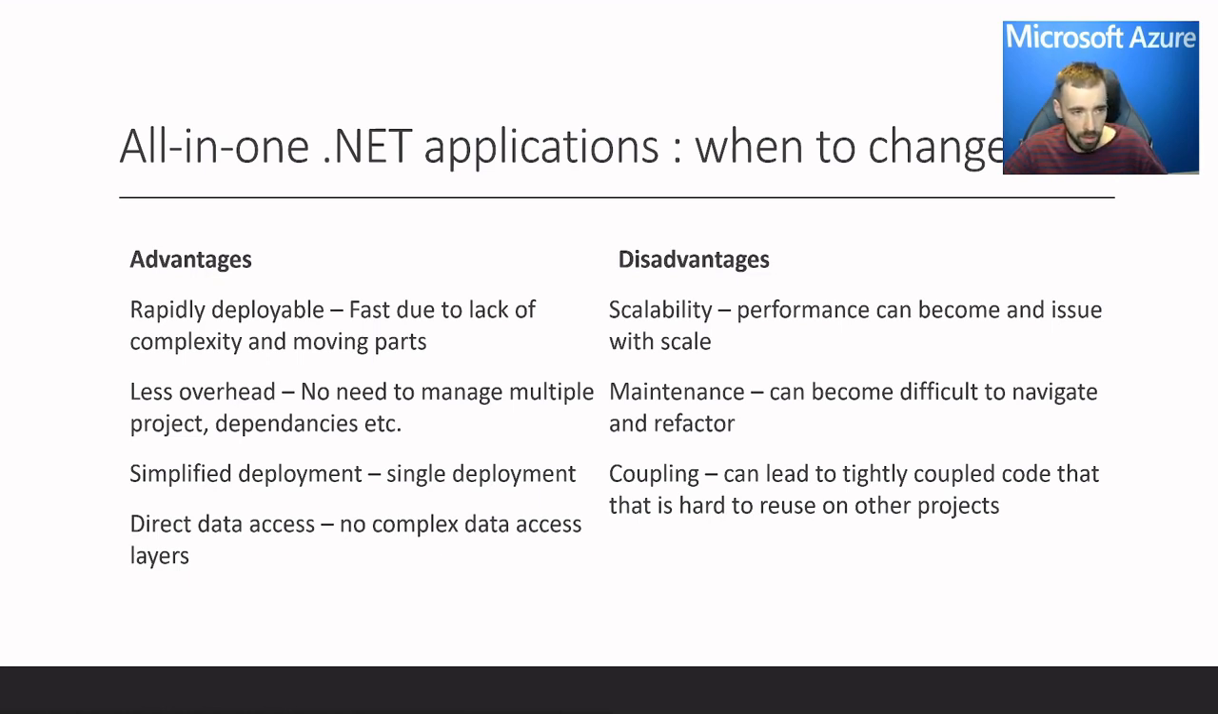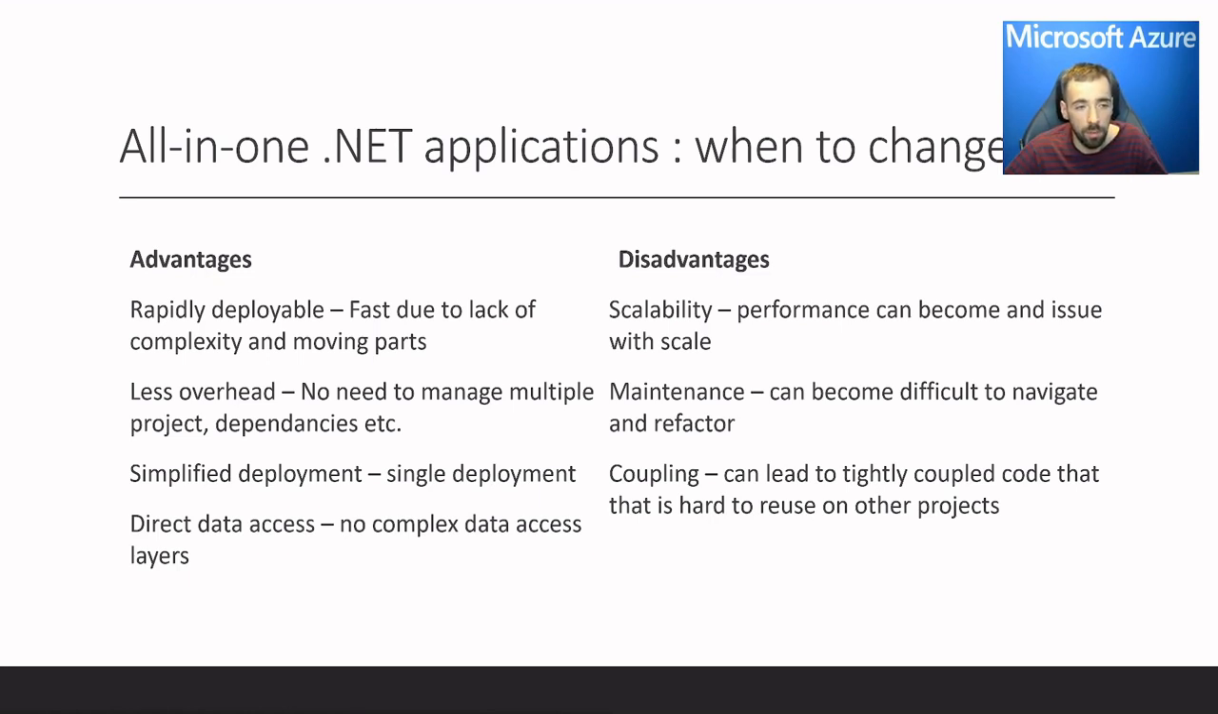But then we have the disadvantages: scalability. Performance can become an issue with scale. So we've got that one project, all of the logic and components within that project share the same compute if we deploy it into a single machine, which we would because it's an all-in-one application. So this can cause difficulty with scale, especially as the application becomes more complex.